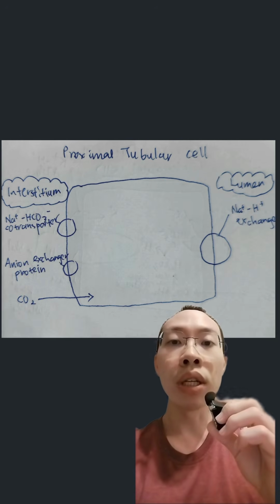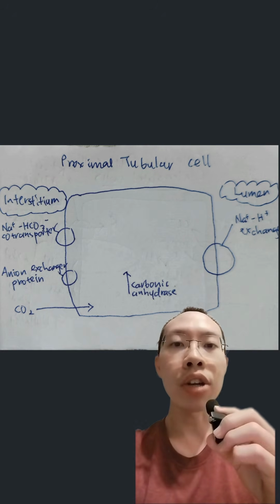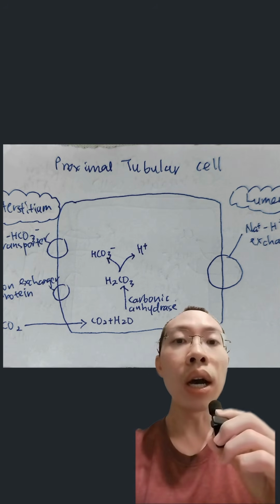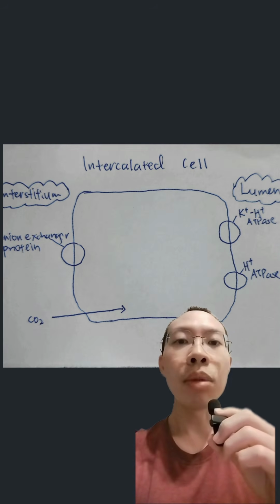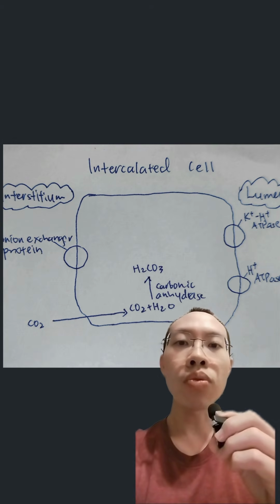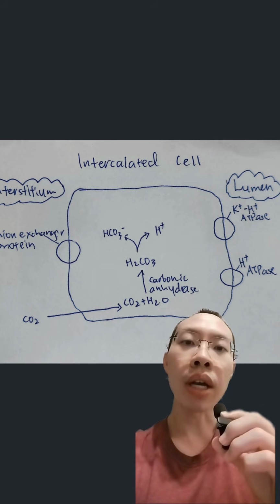Into the proximal tubular cell, carbon dioxide diffuses from the interstitium and, with the help of the carbonic anhydrase enzyme, reacts with water to produce carbonic acid, which dissociates to produce the hydrogen ion and bicarbonate ion. Into the intercalated cell, carbon dioxide diffuses from the interstitium and, with the help of the carbonic anhydrase enzyme, reacts with water to produce carbonic acid, which dissociates to produce the hydrogen ion and bicarbonate ion.